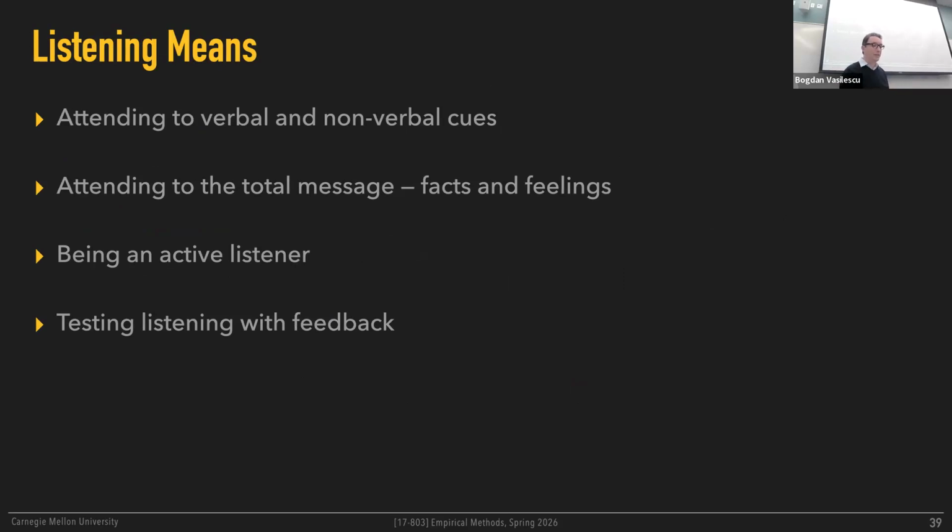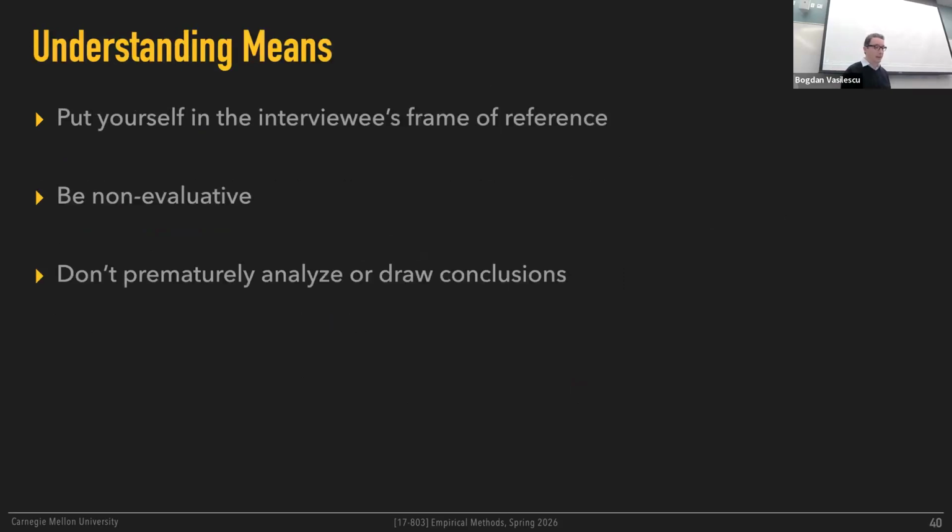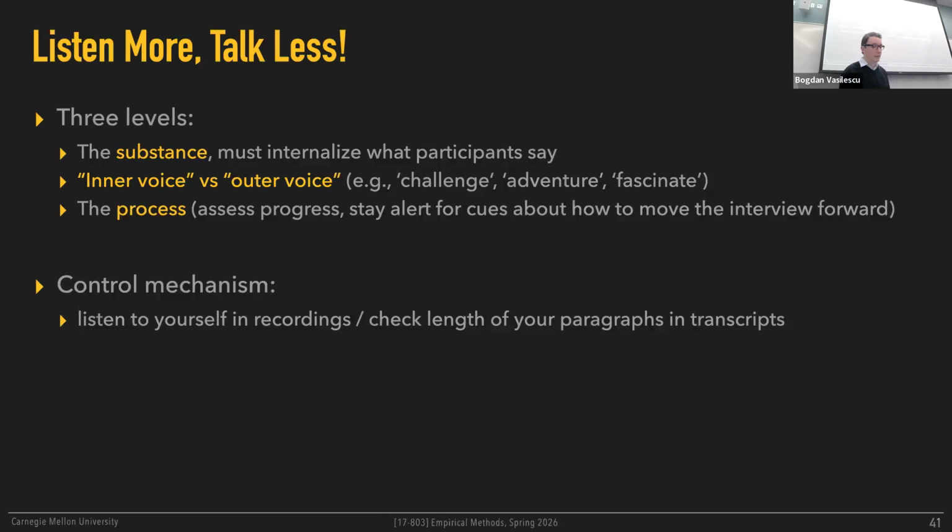Okay. Then listening and understanding. Attend to cues, be an active listener, etc. Put yourself in the interviewee's frame of reference. Don't be judgy. Don't jump to conclusions. Listen more, talk less. Try to listen to the substance of what people are saying rather than the words they're using.